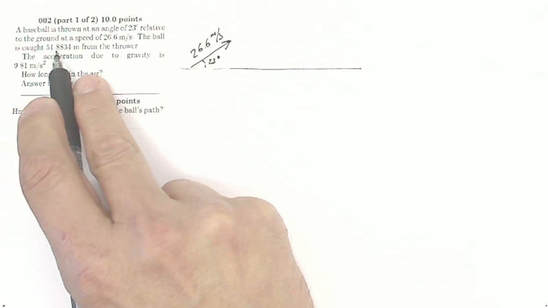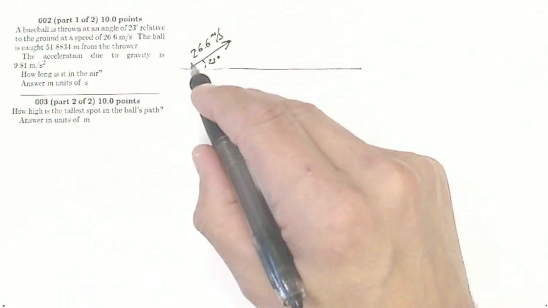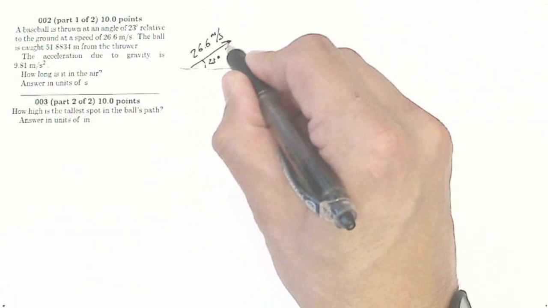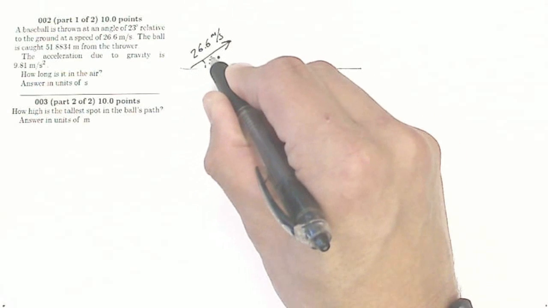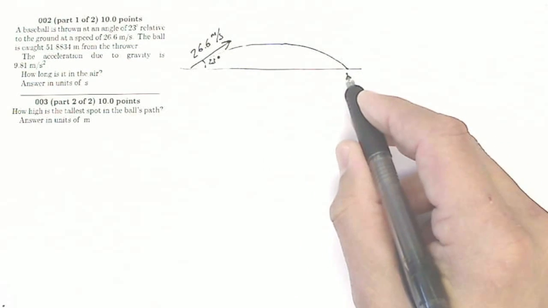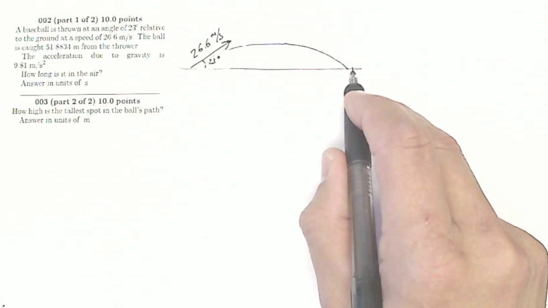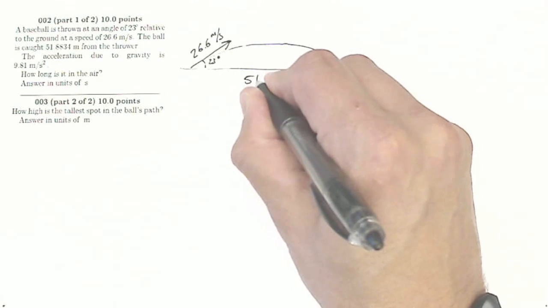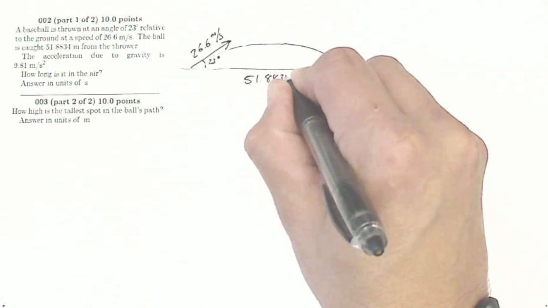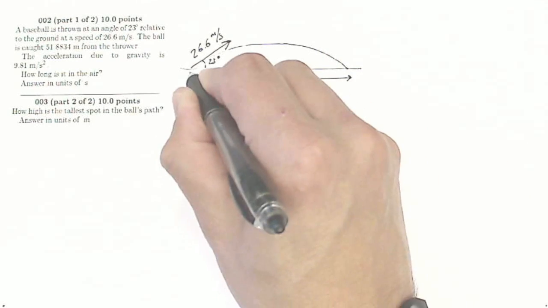The ball is caught 51.8834 meters from the thrower. Now, if I throw the ball up, it's not going to follow this arrow very long. It's going to fall off of that and make a parabola and come down and land over here somewhere. So this is saying that this distance from launch to catch is going to be 51.8834 meters from there to there. Okay?